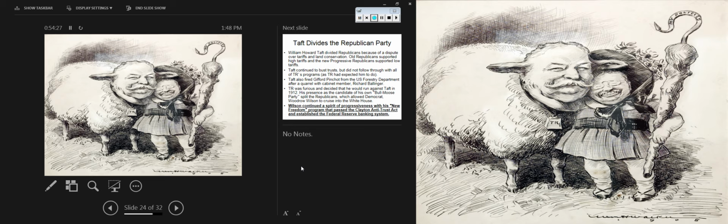But in Taft's defense, he comes out of the office of the president, he gets his dream job, an appointment to the Supreme Court, and the man loses between 60 and 80 pounds. He slims down, he gets in shape, and he hates the presidency, but he loved his position on the courts. So we'll pick up where we left off next class.